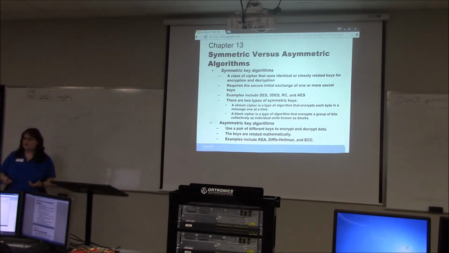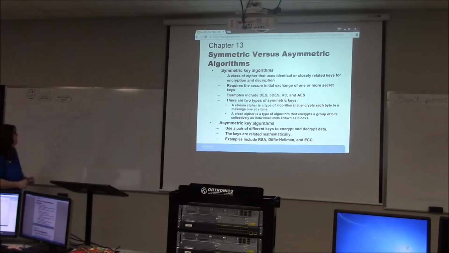So that also brings up the point of, hey, if I have two different keys, I have to get that other person their key so they can decrypt my message. So I have to deliver two keys instead of just one. So some of our asymmetric algorithms are the RSA, the Diffie-Hellman, and the ECC.